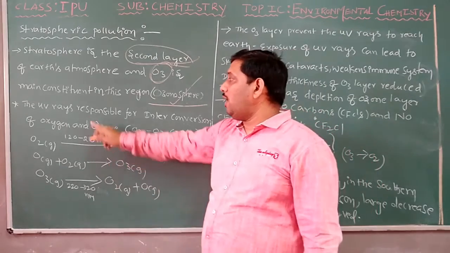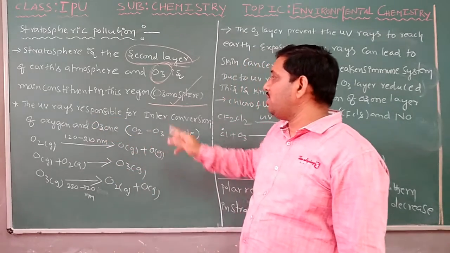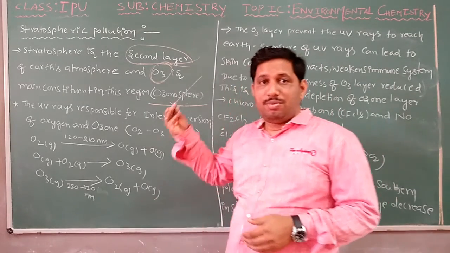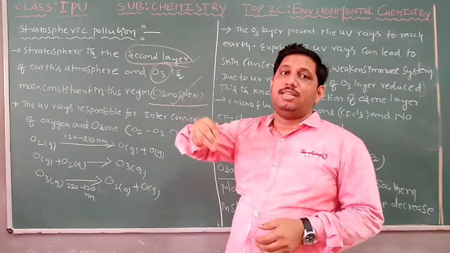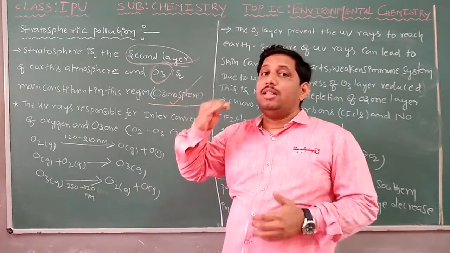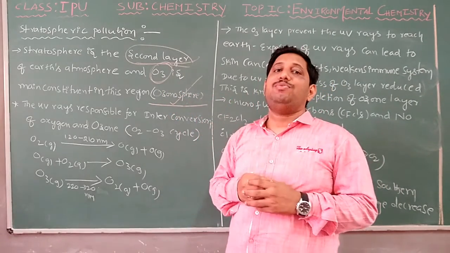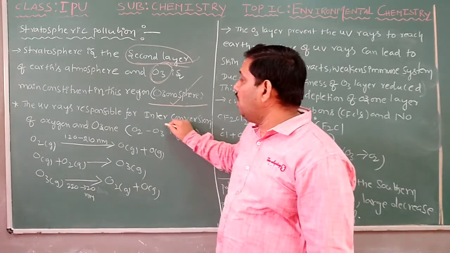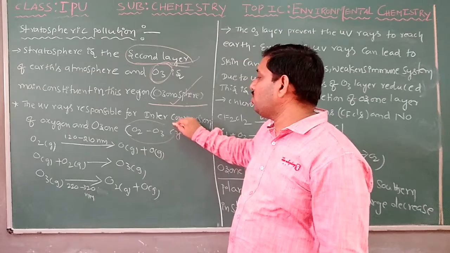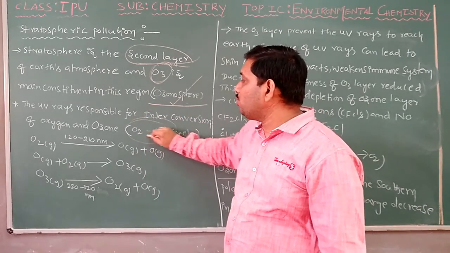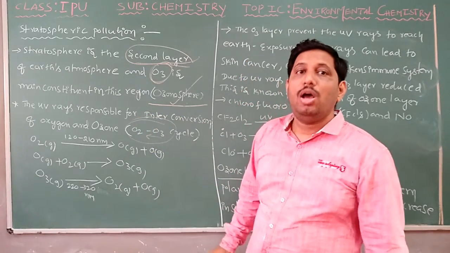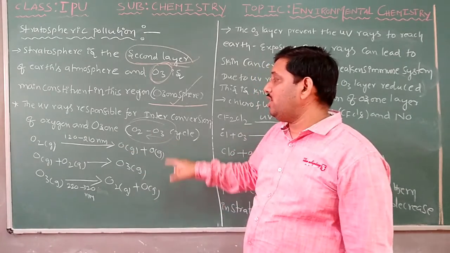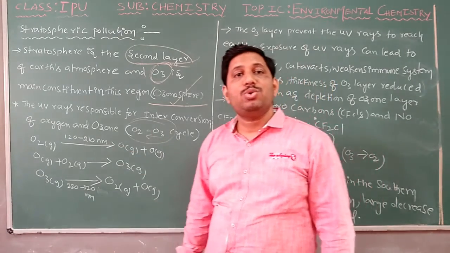Next one. The ultraviolet rays are responsible for the interconversion of oxygen and ozone molecule. From the sun, the ultraviolet rays, IR rays, so many rays are coming. The ultraviolet rays which are coming from the sun are responsible for the interconversion of oxygen to ozone molecule, and ozone to oxygen molecule. Interconversion will take place. This is known as the oxygen-ozone cycle.